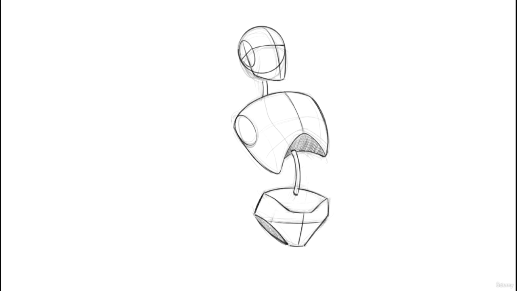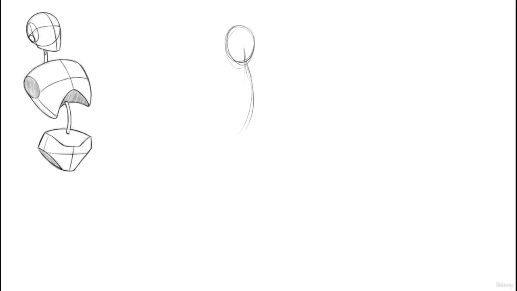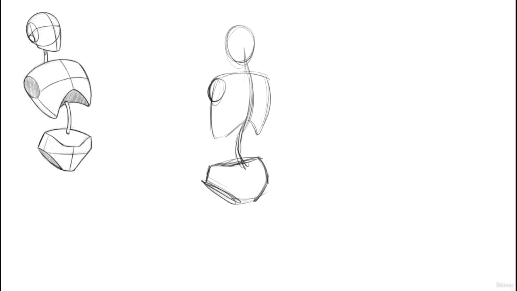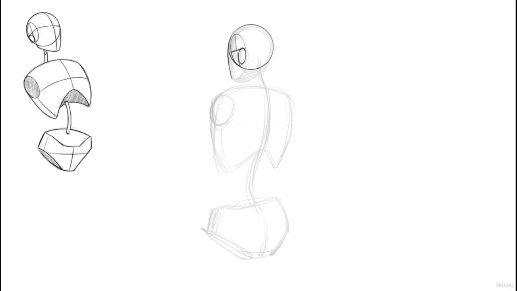But again, venture past this and try your own poses. Look at life, look at images from your favorite movie, whatever it is, a good shot, and then try to draw it in this way. So what you're doing is you're getting yourself to look through, obviously, what you're seeing, and just pay attention to the orientation of, again, the head, the torso, and the pelvis.